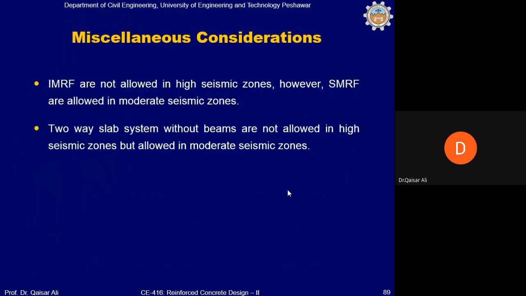These were the requirements for special moment-resisting frames and intermediate moment-resisting frames. We have covered both of them. There are no special requirements for OMRF. At the end of the presentation, there are two requirements which we discussed in the beginning, but we will reiterate them. IMRF are not allowed in high seismic zones. However, IMRF are allowed in moderate seismic zones. Two-way slab systems without beams are not allowed in zones 3 and 4. However, they are allowed in zones 2A and 2B.